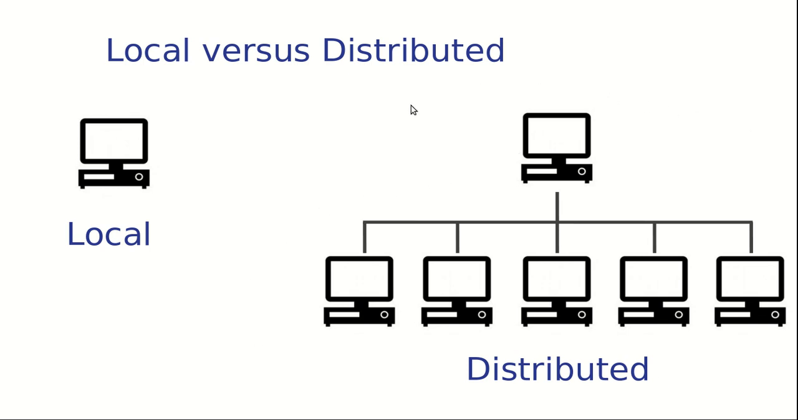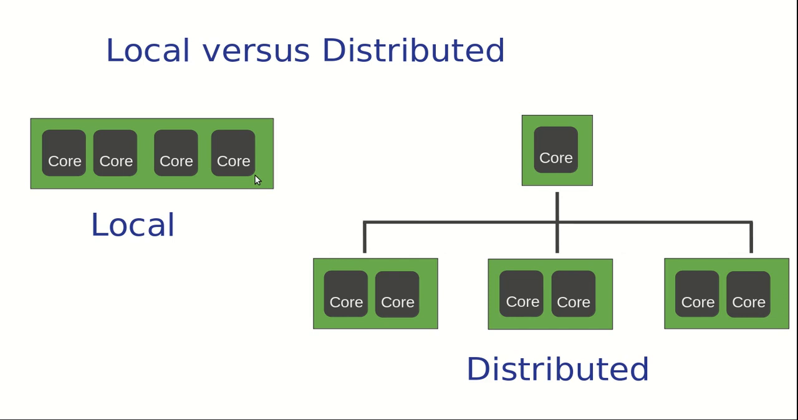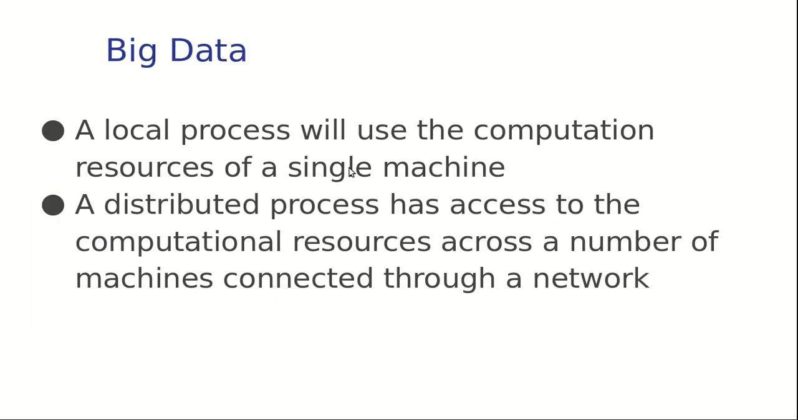Using this distributed architecture, you can process big chunks of data, solve big data problems and analyze big data. If you have normal data, you can use the local environment. Local versus distributed: let's say you have a 4-core CPU locally, but in distributed, let's say every commodity hardware machine has two cores. As per your need, you can add more cores in parallel. So that's local versus distributed.